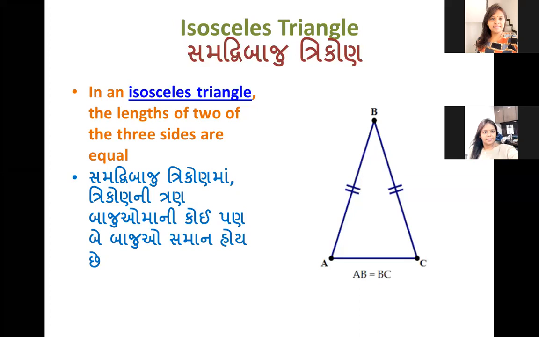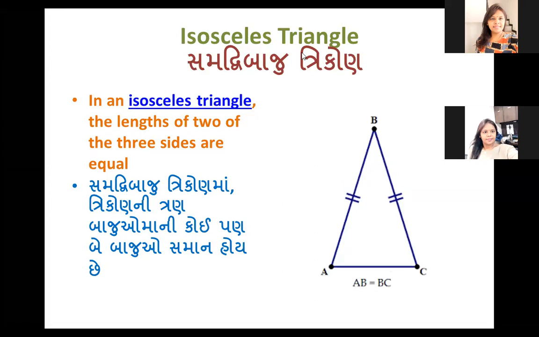Any triangle that has three sides, with any two sides equal, is known as the isosceles triangle. So remember this figure and the definition also. Isosceles means a triangle whose any two sides are equal out of three. It's known as isosceles. Now let's learn some properties.